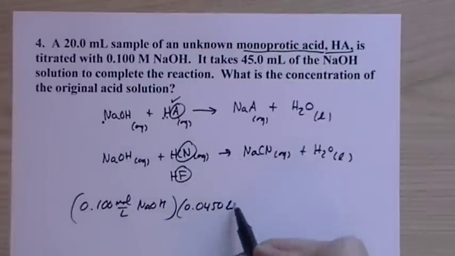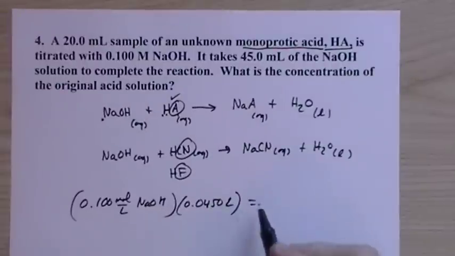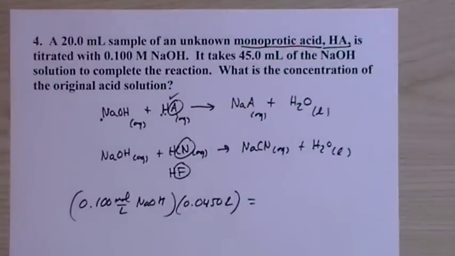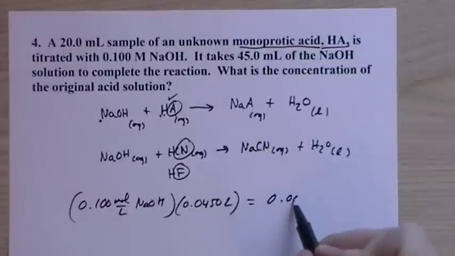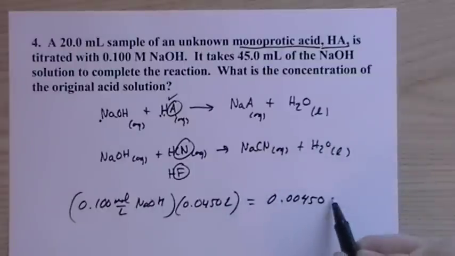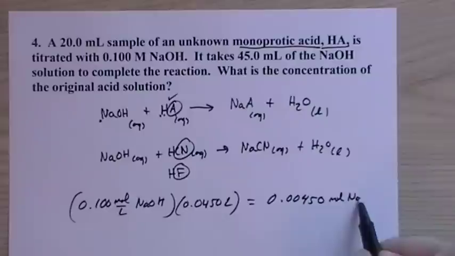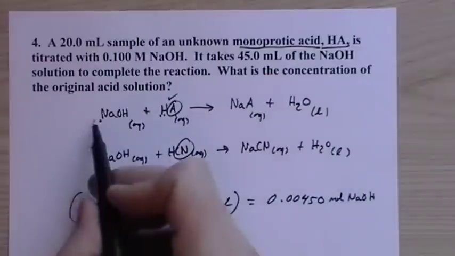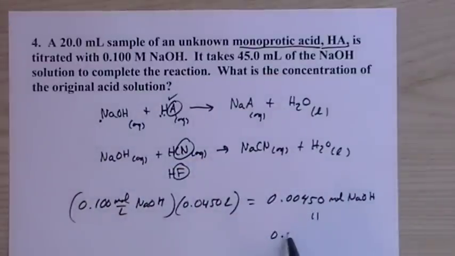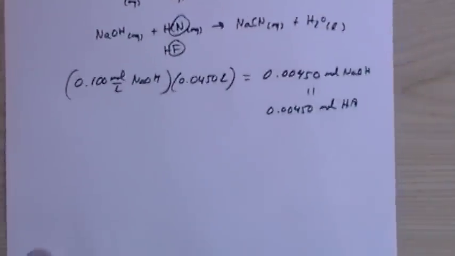It says 45 mL, or 0.045 liters. And that should move the decimal place over just one. And so this is moles of sodium hydroxide. From the equation we see it's 1-to-1, so this is going to be equal to the same number of moles of HA. But I can do out the calculation.